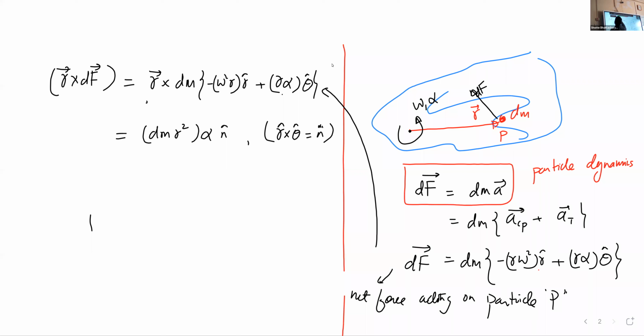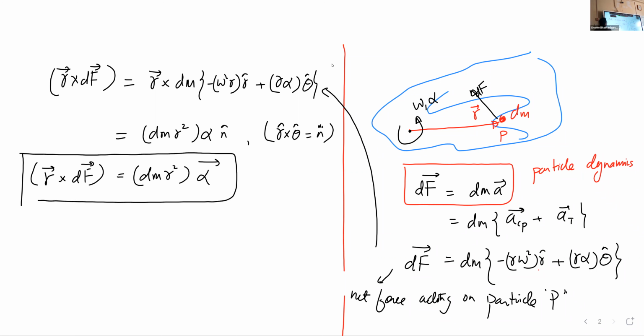So I get a quantity which directly now depends on the alpha vector. It is dm r square into alpha vector, and that is my r cross dF. If this was a single particle system, this is its moment of inertia, and dF is the net force acting on that system. So r cross dF would have been what we call a net torque, but here it's a multiple particle system, so we won't call it a net torque.